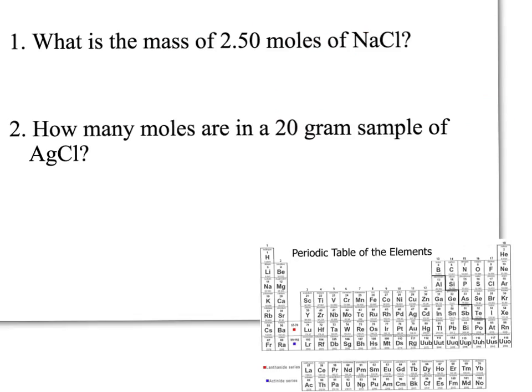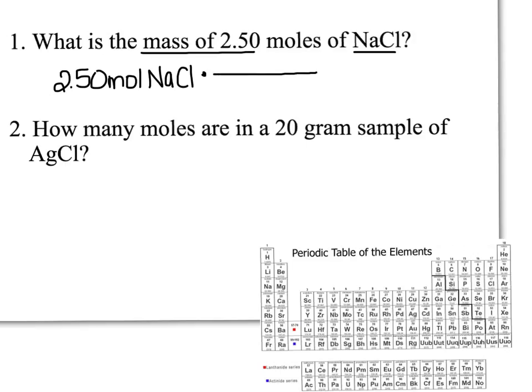Alright, so here's another problem. Again, make sure you pay attention to what you're being asked for. They want to know how much 2.5 moles of sodium chloride will weigh. So we're starting with 2.50 moles of sodium chloride. If they wanted to know how many formula units that was, we would be using our 6.02 times 10 to the 23rd. But they don't want to know how many. They want to know how much that is going to weigh.